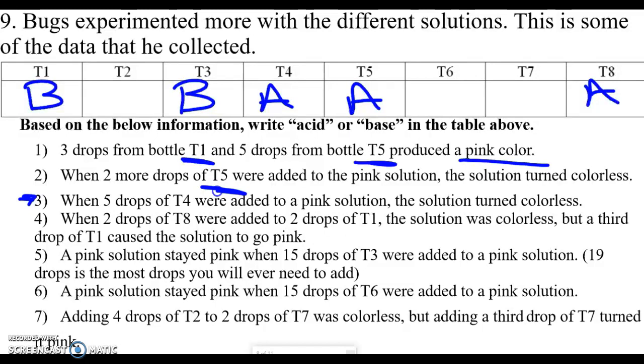Number 6, a pink solution stayed pink when 15 drops of T6 were added to it. So again, T6 is a base, because we added a whole bunch of base and the pink solution stayed pink. So that must mean you're adding a base.